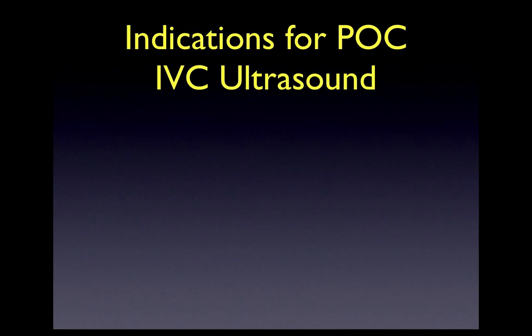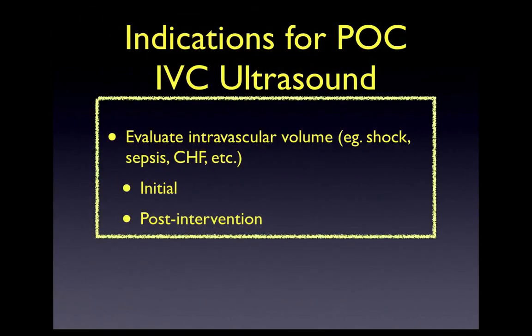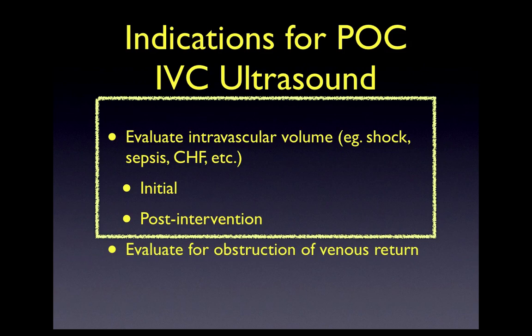Indications for point-of-care IVC ultrasound. There are several. We're going to be focusing on this first indication, which is to evaluate intravascular volume. Once again, this is particularly germane in the critically ill patient. And this is something that can be useful both at the initial evaluation of the patient when you're trying to get a sense of what therapeutic intervention to initiate, and it can also be helpful when you're trying to see if that therapy has worked or if you need to reverse course and perform the opposite intervention. IVC ultrasound is also extremely helpful when you're trying to evaluate for obstruction of venous return. We're not going to be discussing that at length in this lecture, but it is worth mentioning.